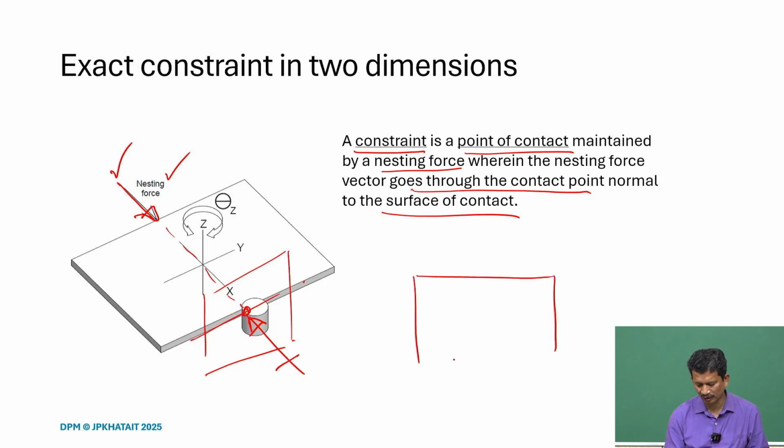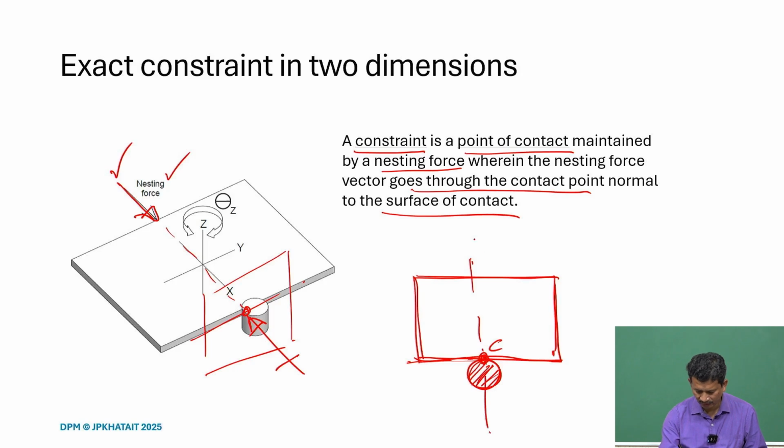So, if we just rotate it and try to see, if this is the plate we are talking about, and suppose this is the post which is fixed to the base, this is the contact point we are talking about, say C. In this case, the tangent plane passes through the contact point, and the normal to this is the constraint line, and this is your nesting force, we call it. And this will be the constraint, and this will be the reaction force. So, there is one point contact.